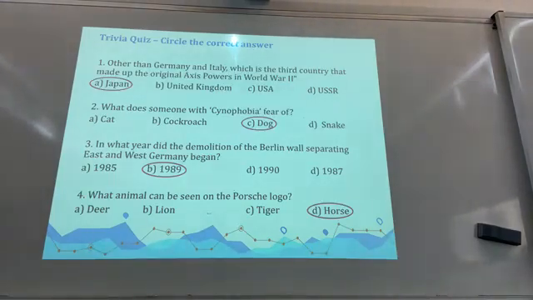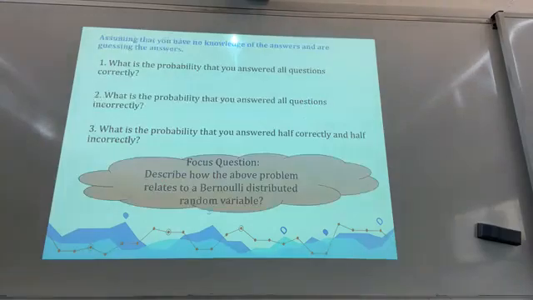Now, out of these 4 questions, think about how you are going to work out the probability that you answer all questions correctly. Assuming that you have no knowledge of the trivia quiz, and each question has 4 options, what is the probability that you answer all questions correctly? And what is the probability that you answer half correctly and half incorrectly? Now, it's 1 on 4 to the power of 4.